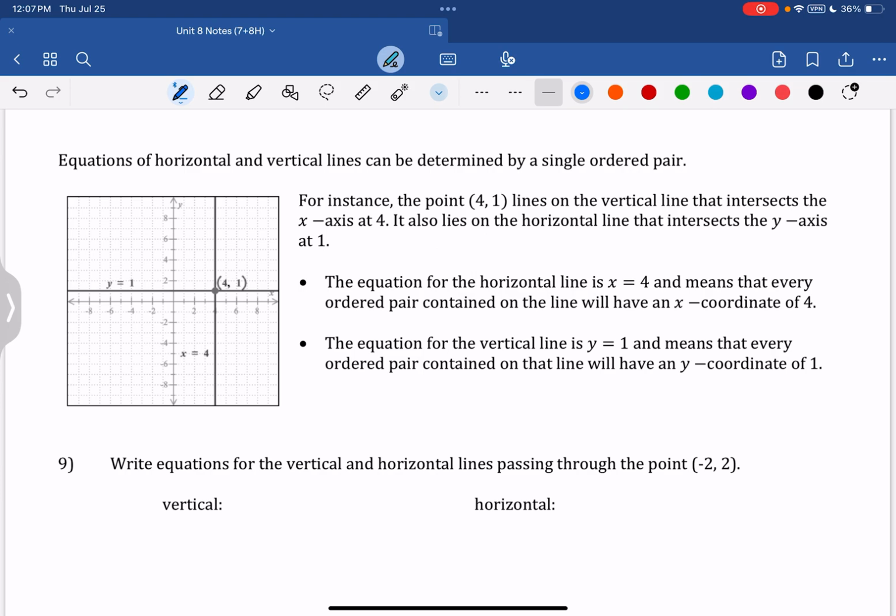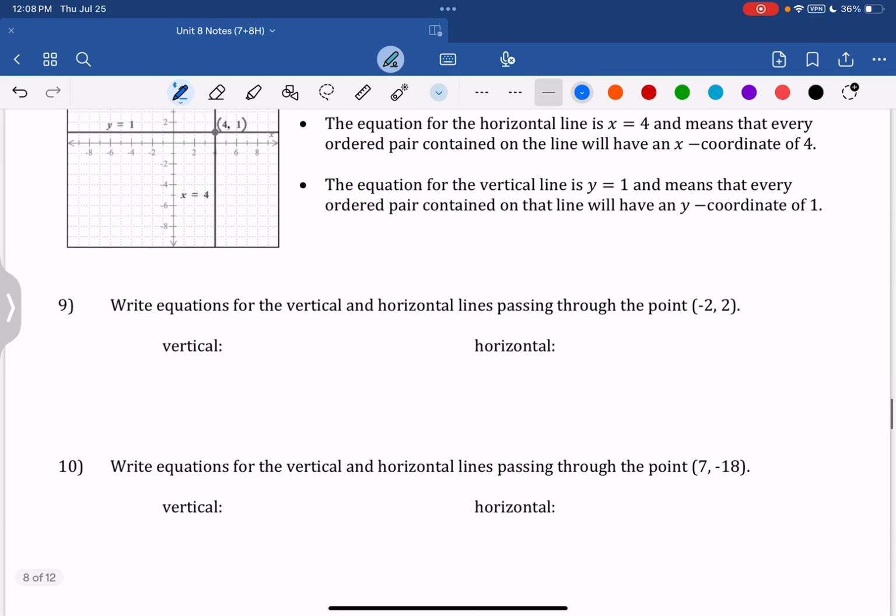So the equation for the vertical line would be x = 4, because every ordered pair contained on that line contains the x-coordinate of 4. And the equation of that horizontal line is going to be y = 1, because every ordered pair on that line has a y-coordinate of 1.